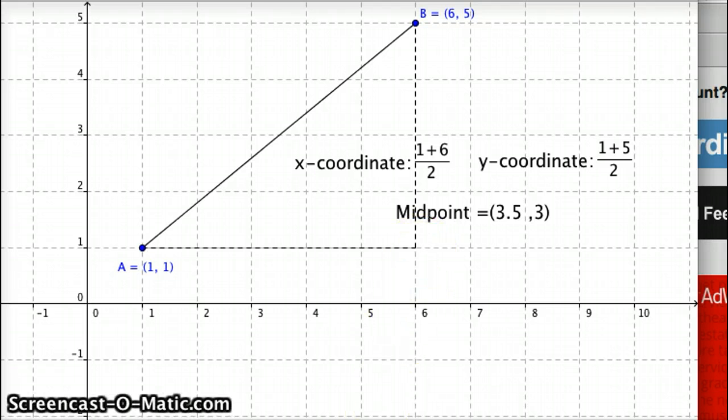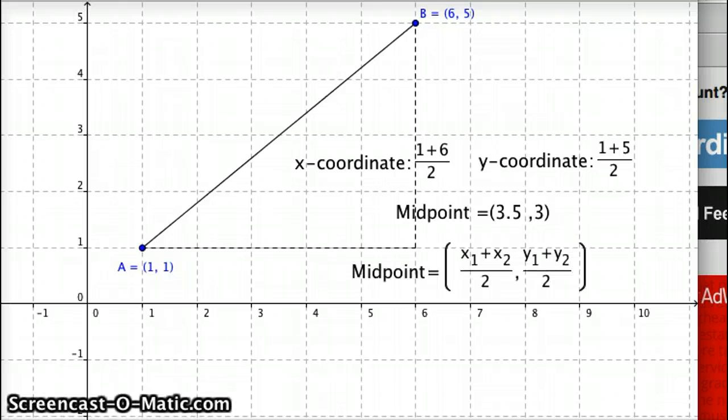This strategy can be used in general for any segment to find the midpoint. So the formula for a midpoint of a line segment is that the X coordinate of the midpoint comes from the average of the X coordinates of the 2 endpoints of the segment, and the Y coordinate also comes from the average of the Y coordinates of the endpoints of the segment. And that's all there is to finding the midpoint.